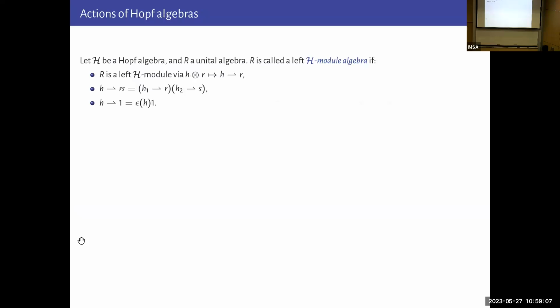So what about actions of Hopf algebras? Now we have H, our Hopf algebra, and R a unital algebra, and we say that R is a left H-module algebra if R must be an H-module, that's the left action of the algebra on R. And we have also these conditions. An element h acting on the product rs must be h1 acting on r times h2 acting on s. Here also we use Sweedler notation for the element of the algebra. And h acting on the identity of R must be the counit of h times the identity of R.